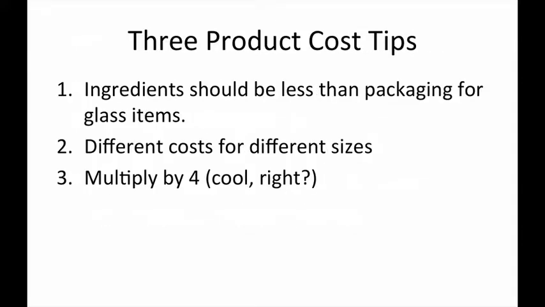A couple of product cost tips. Your ingredients should be less than packaging for glass items. So this means that all the ingredients that go into your recipe should cost less than the glass or plastic you're putting it in, which is kind of a rough rule I've determined throughout launching new food products. You do have different costs for different sizes. Whether you're making 4 ounces, 9 ounces, 32 ounces, or a gallon, all of those costs are completely different. It's not just one cost. So a gallon's obviously going to be more expensive than if you're making a 4-ounce container.